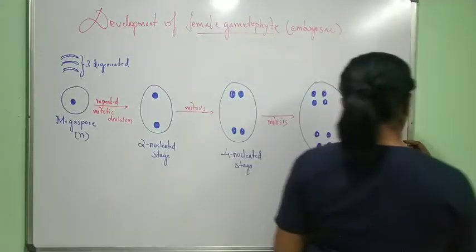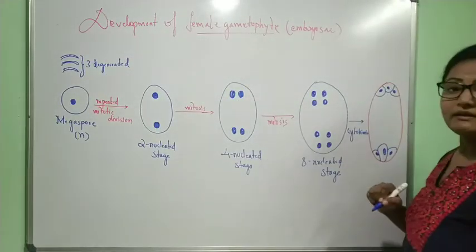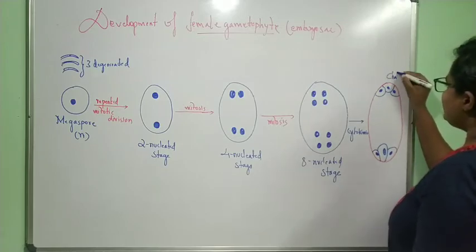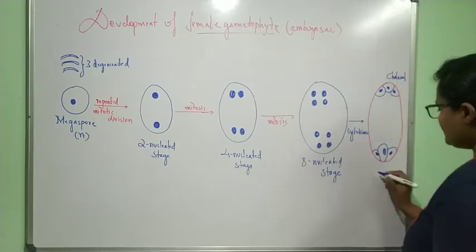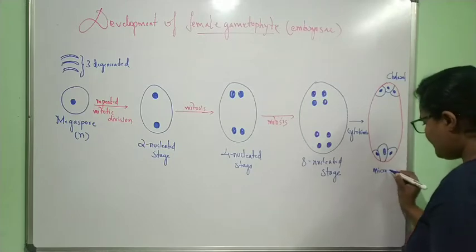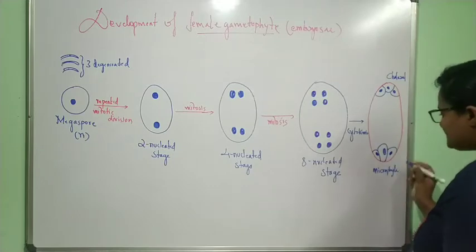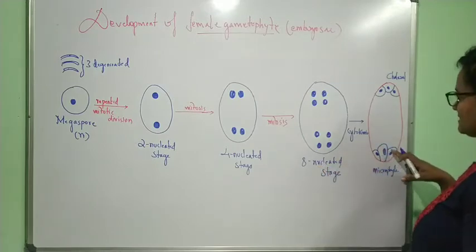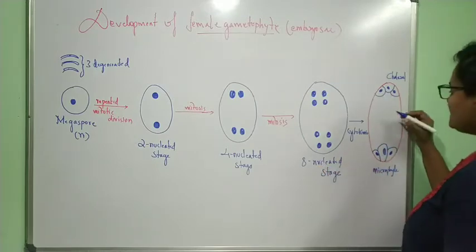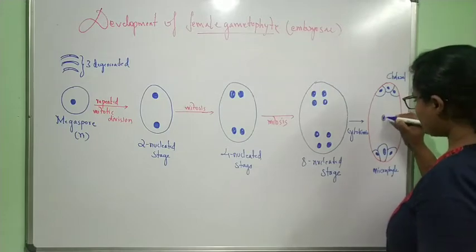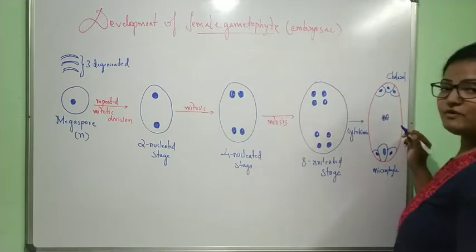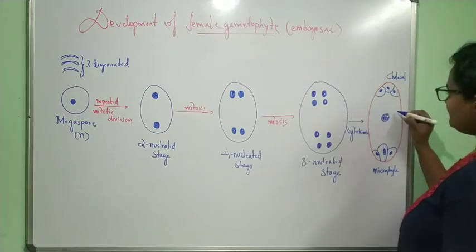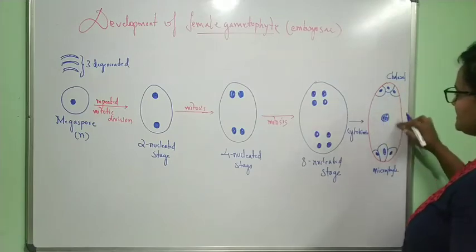Yes, they go to the different end. This is our chalazal end and this is micropyle. See, there are 8 nuclei, but here 6 nuclei are divided. So there are remaining 2 nuclei. What happens? They won't get fused, but they stay together and they form this central cell.